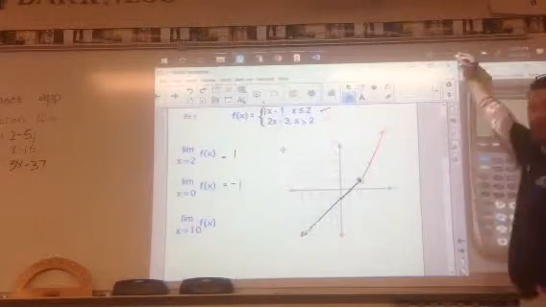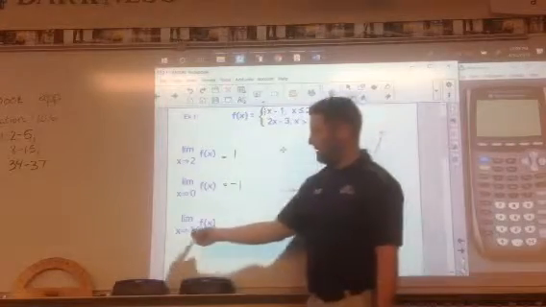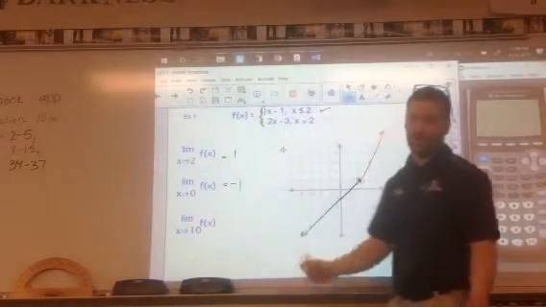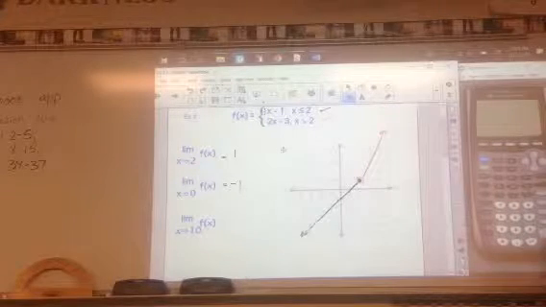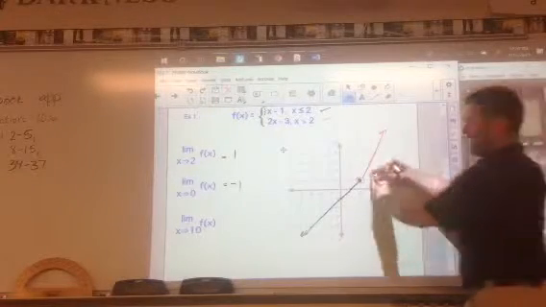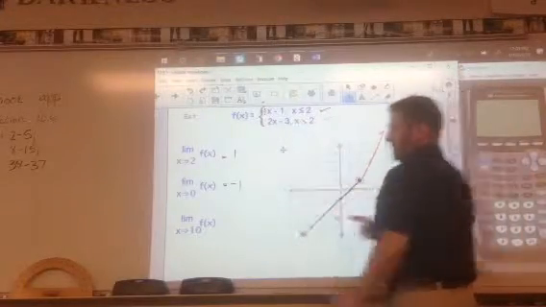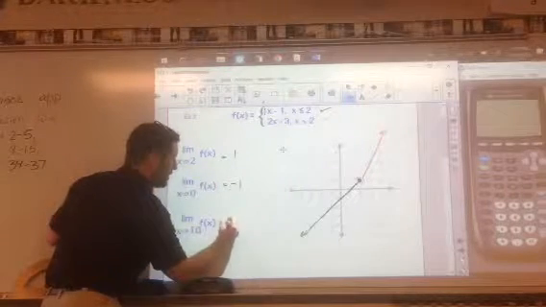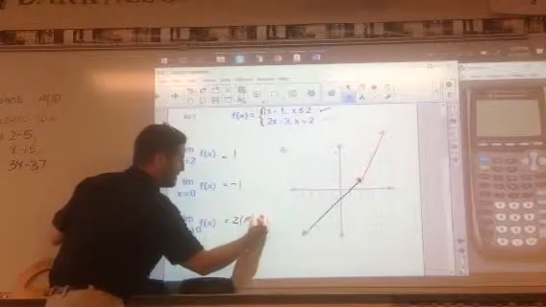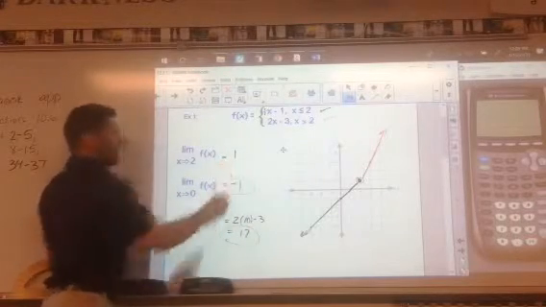And as x approaches 10, I'm off my graph. So maybe, since I'm off my graph, I could take the 10 and plug it in somewhere. Could you give me a color as to which color you think I'm going to plug it into? Red. Probably red. Look, the red graph extends on out forever. 10 is greater than 2. So if you can't use your graph, you could simply take the 10 and plug it in. So 2 times 10 minus 3. 20 minus 3 is 17. There are your answers.